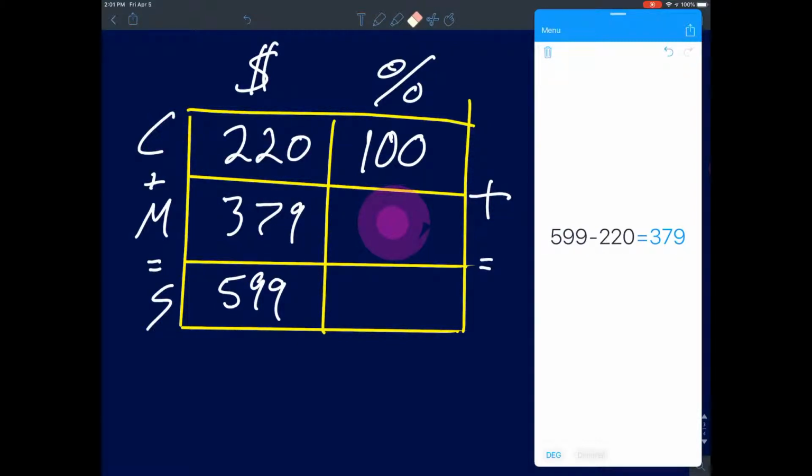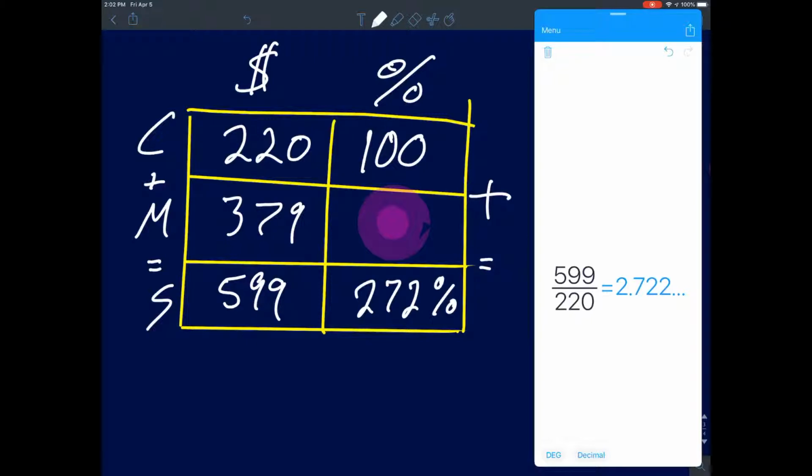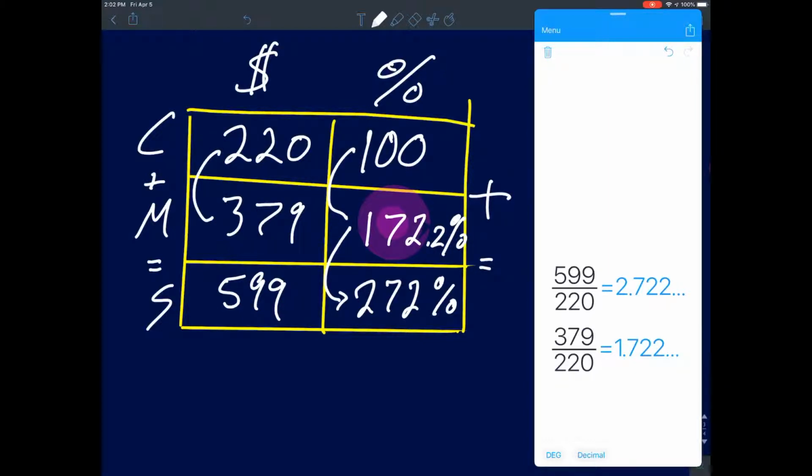So since we have these numbers figured out, we can find the ratios that are associated with them. If we look at the sale price, $599, that's going to be how many percent of your original cost. So 599 divided by 220 is 272% of the original cost. That means that 379 divided by 220 is going to be 172.2%. So you see that 100% plus 172% is 272%, and then the math works out here too. I kind of took the long way around on this one just to show you how to fill in the blanks. Hold on a sec, and I'll get another problem for us.